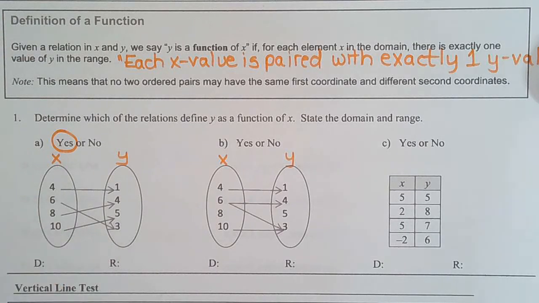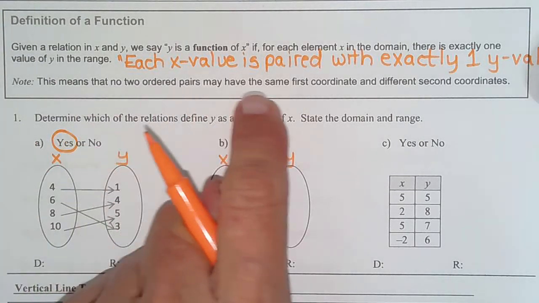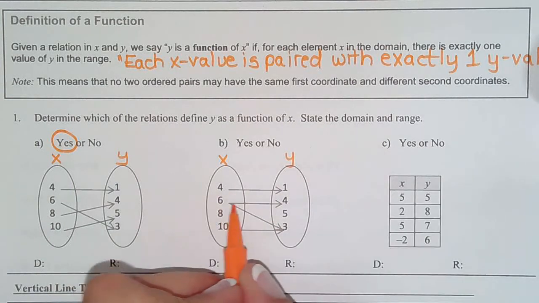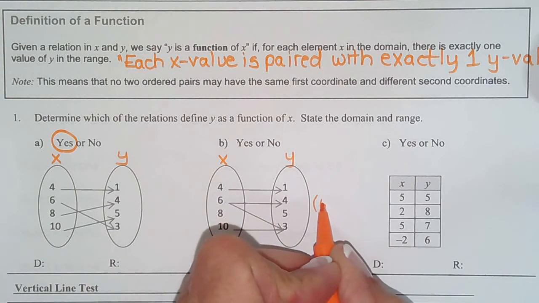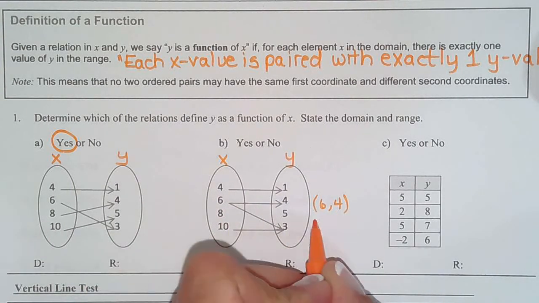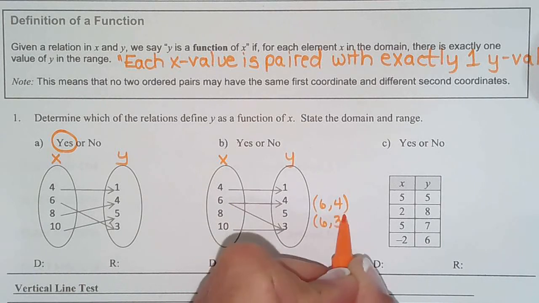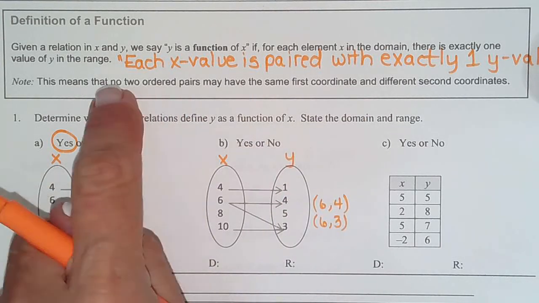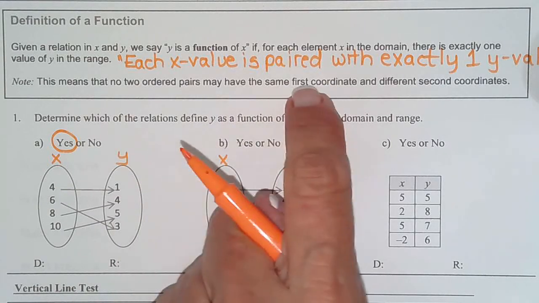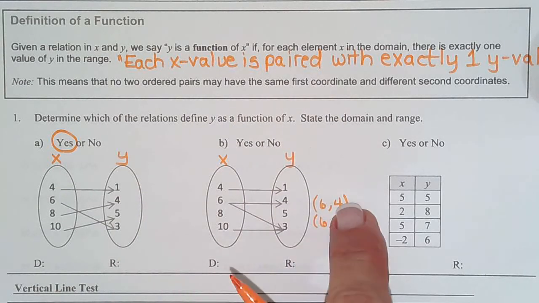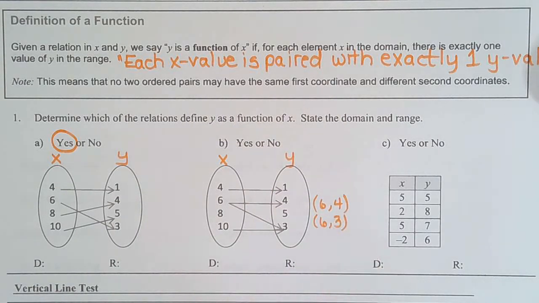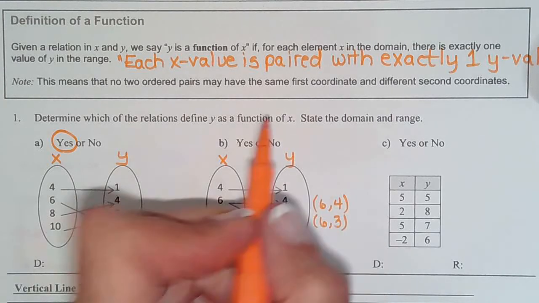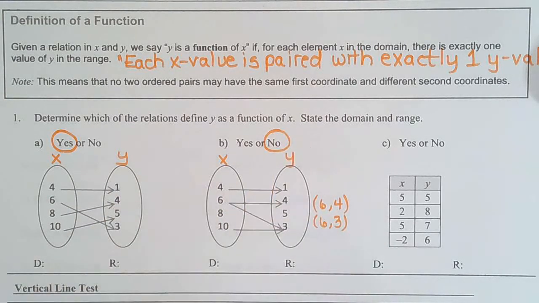This means no ordered pairs have the same first coordinate and different seconds. So if you look here, this would be 6, 4, and then it would be 6, 3. So 6 goes with 4, and then 6 goes with 3. And see, it says each x cannot have the same first coordinate and different second. So if you see the x repeated and it has different y values, you immediately write no.